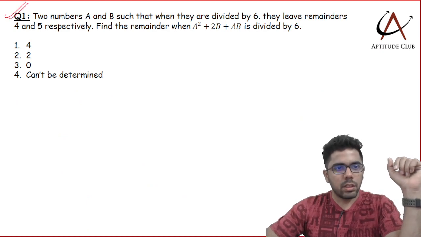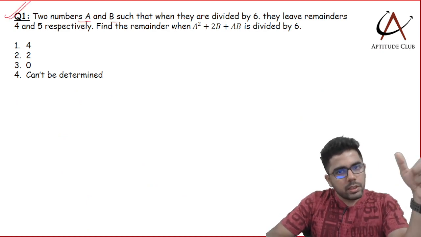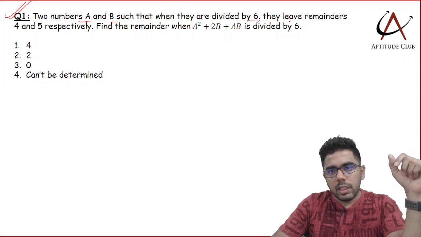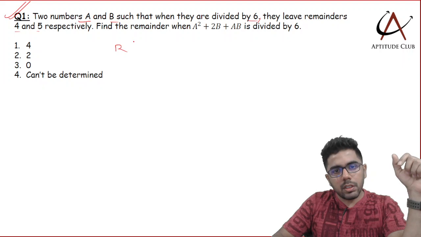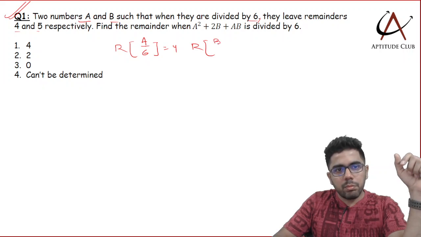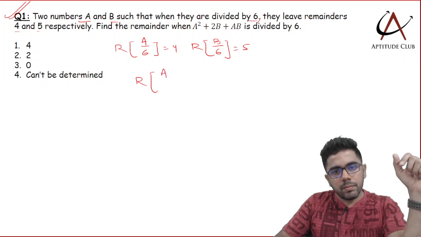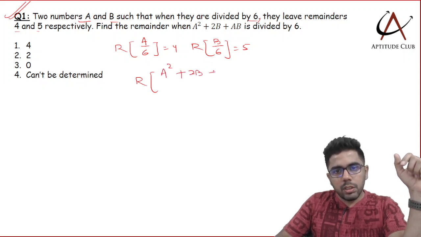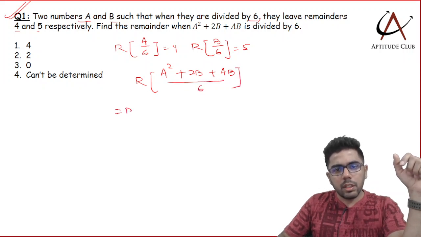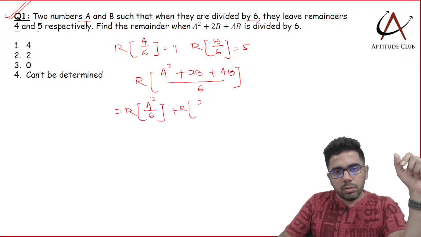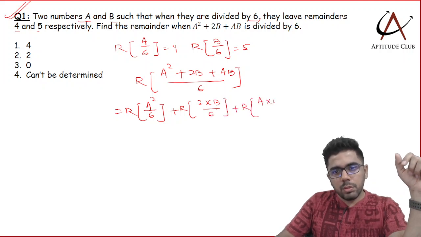Let's take a look at this. There are two numbers a and b such that when they are divided by 6, they leave remainders 4 and 5 respectively. That means remainder of a divided by 6 is equal to 4 and remainder of b divided by 6 is equal to 5. So I'll have to find remainder of a square plus 2b plus ab divided by 6. So just ये break करेंगे. This is remainder of a square divided by 6 plus remainder of 2 into b divided by 6 plus remainder of a into b divided by 6.